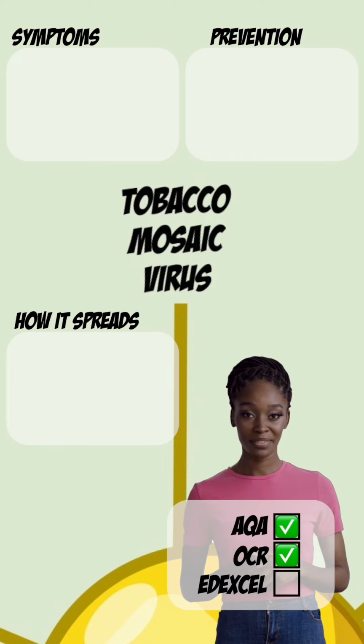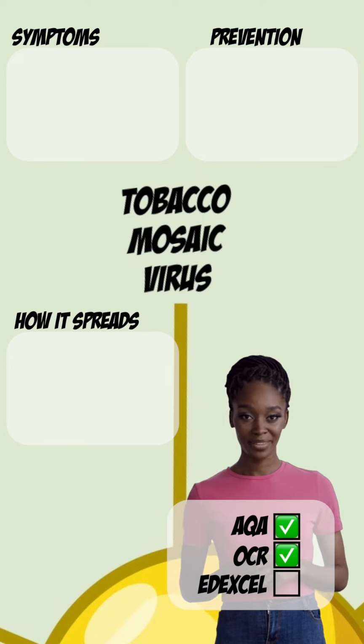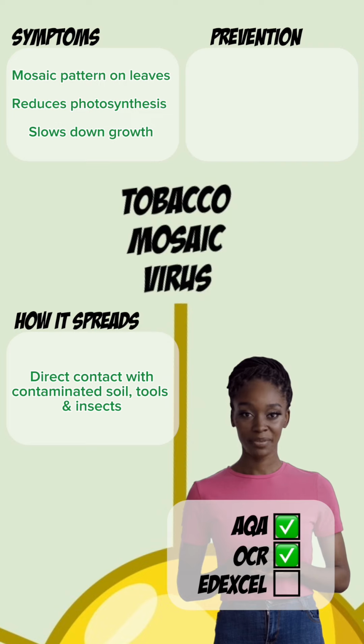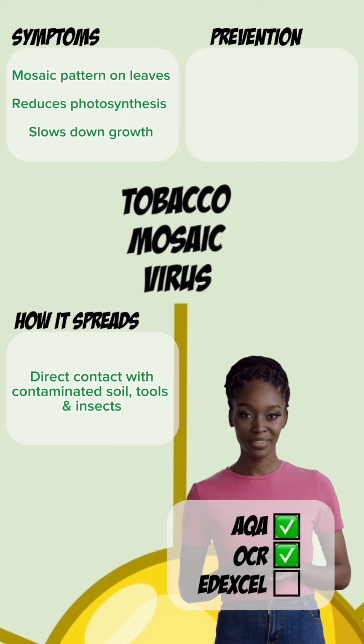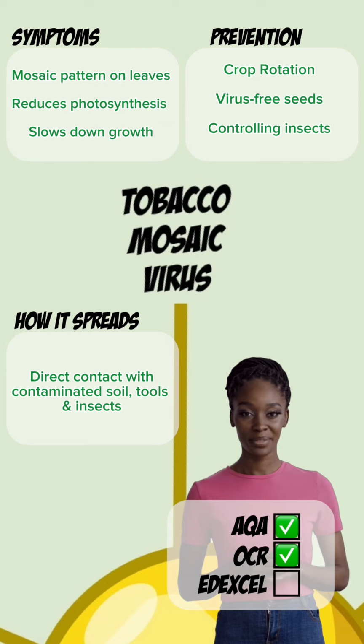Tobacco mosaic virus affects tobacco plants and other closely related species, causing a mosaic pattern on the leaves, which reduces photosynthesis and stunts growth. The virus is transmitted through direct contact, contaminated tools, and insects. Prevention methods include crop rotation, using virus-free seeds, and controlling insects.